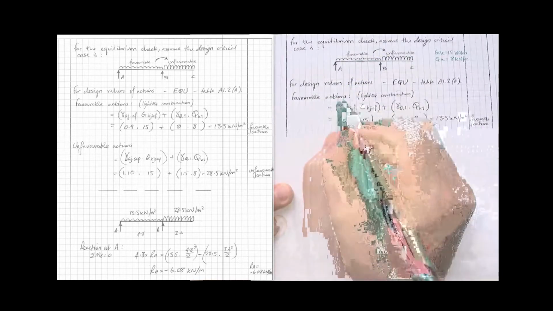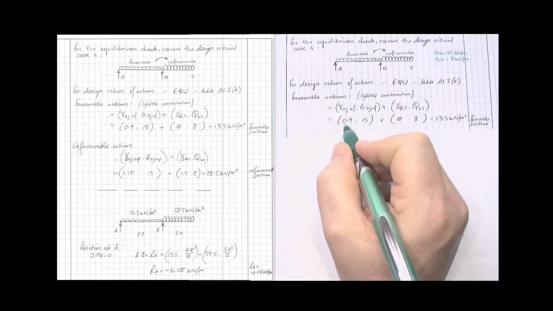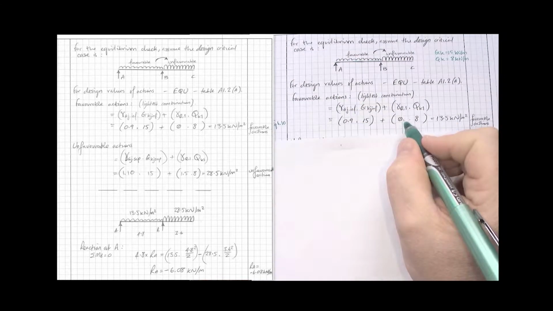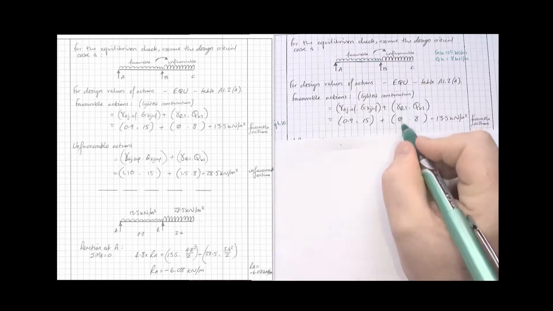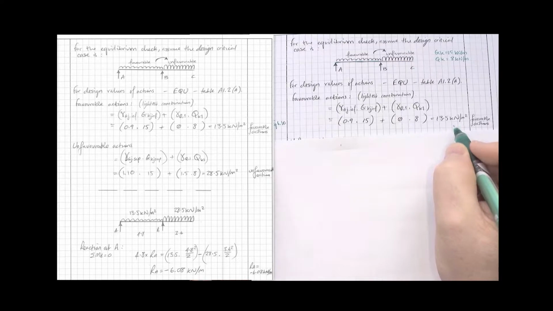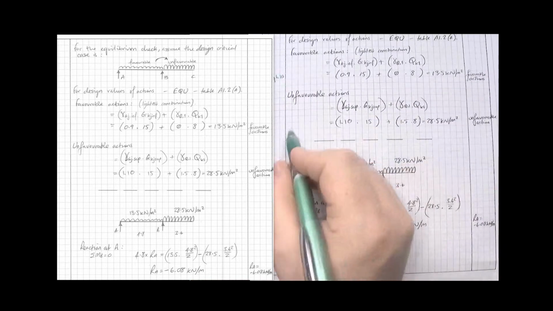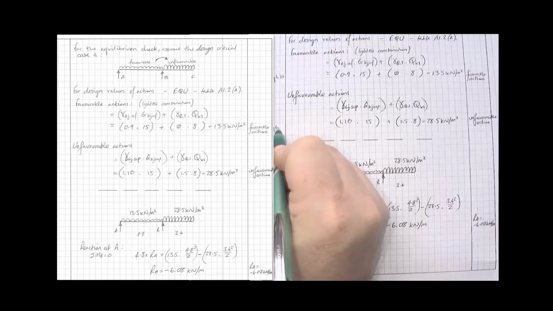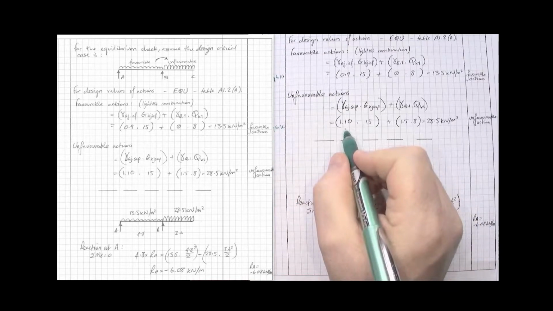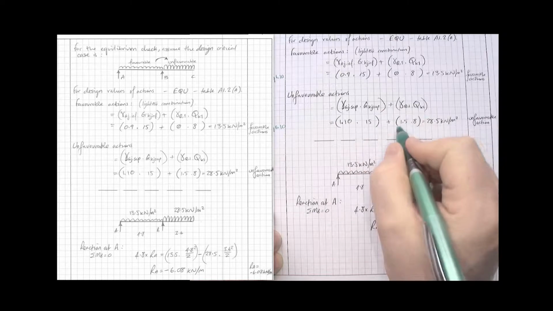So when considering favourable actions, what we have is 0.9 multiplied by our GK of 15, plus our gamma Q, which is 0 when favourable, so 0 times 8, so we've got 13.5. Then looking at our unfavourable condition, again we've got equation 6.10, we've got 1.10 times GK and 1.5 times QK.